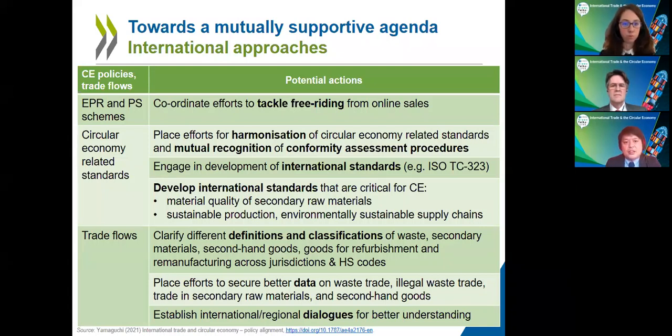On trade flows, again, interested parties could place efforts to clarify different definitions and classifications of waste and end-of-life value chains across these jurisdictions and how these relate to HS codes, the trade codes in place. And they can also place efforts to secure better data. And these kind of dialogues can take place at the international level, for instance, at the WTO or the World Customs Organization, the Basel Convention, or the OECD. And there are also regional dialogues that parties can turn to, such as the frameworks of regional trade agreements.